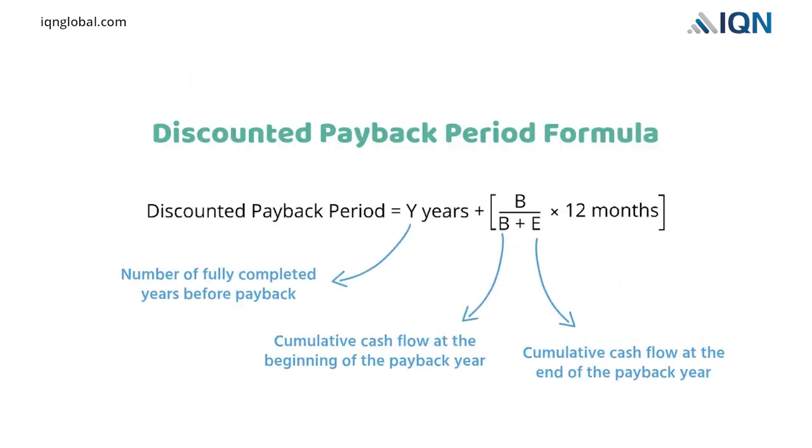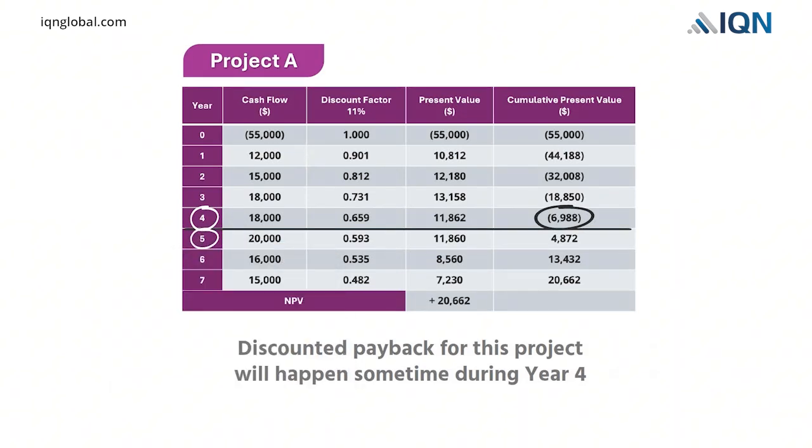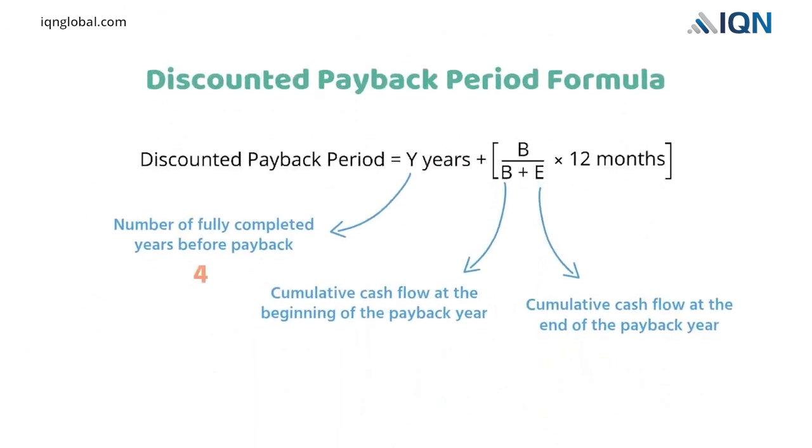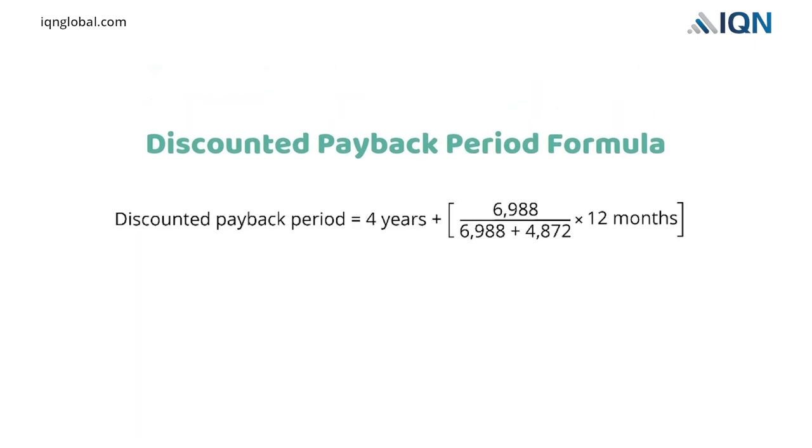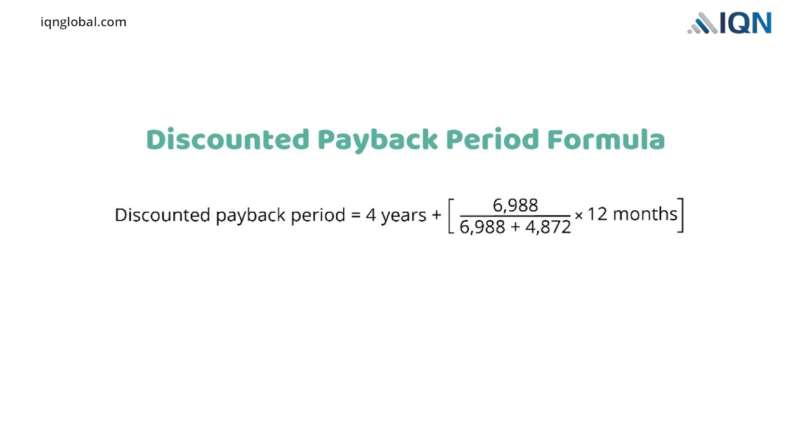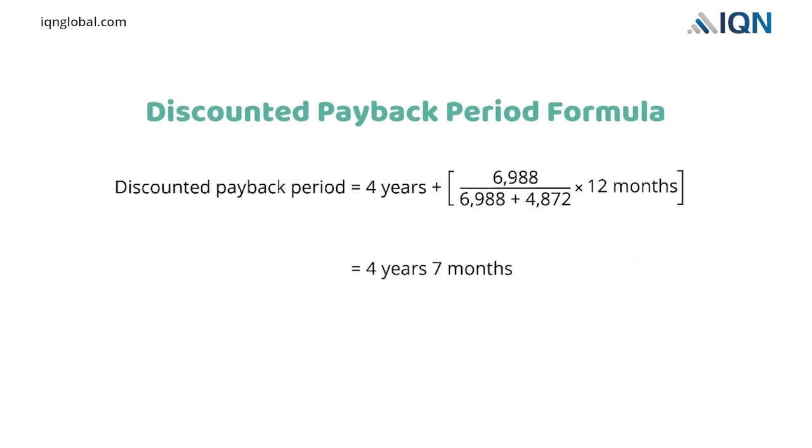E is the cumulative cash flow at the end of the payback year. In our example, end of payback period is year 5. The cumulative cash flow at the end of year 5 is $4,872. Now that we know the amount for Y, B, and E, we can calculate the discounted payback period for the project. Discounted payback period equals 4 years plus $6,988 divided by sum of $6,988 and $4,872, then multiplied by 12 months. This calculation gives a discounted payback period of 4 years and 7 months.